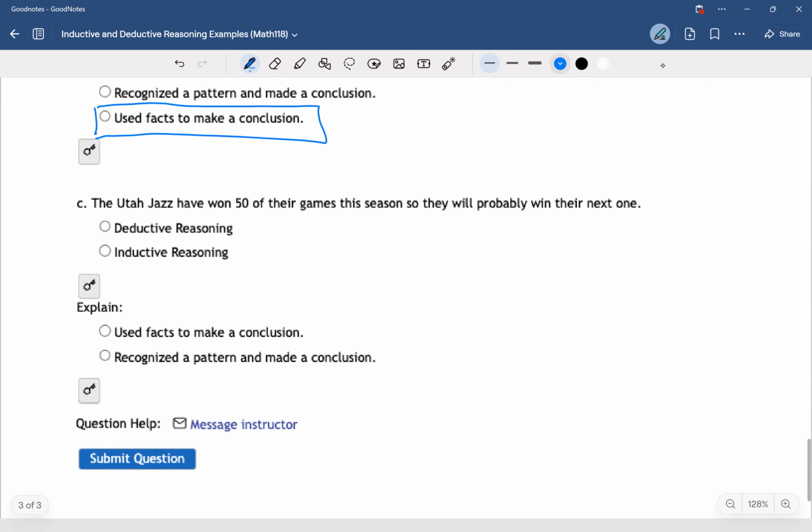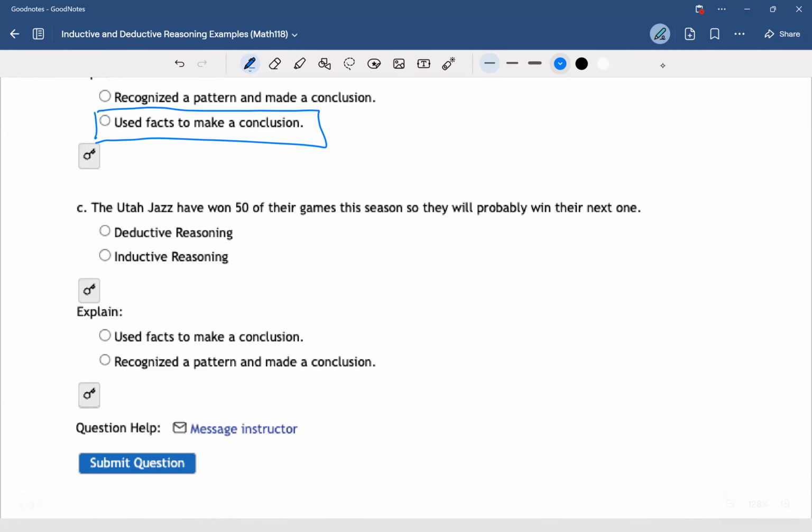All right, last one here. The Utah Jazz have won 50 of their games this season, so they will probably win their next one. Well, that sounds like you are recognizing a pattern and making a conclusion off of that. And that, my friends, is inductive reasoning.